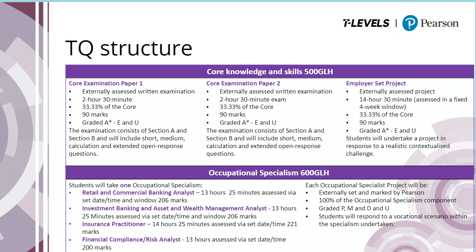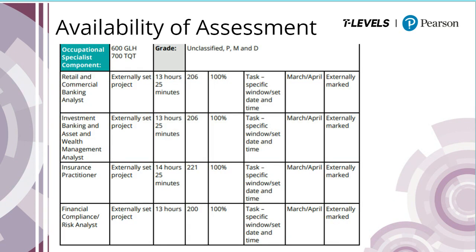Before we go any further, I just want to have a little look at assessment, because that does make a difference when we're thinking about when to plan, when to deliver the various components. As you can see there, each occupational specialism is assessed via an externally set project, and in previous events on getting to understand the specification, and future events on the assessment itself, we'll go into this in a lot more depth. But you'll see there that there are varying amounts of time for completion. It's done over a number of days, and there's a varying amount of marks awarded. Each project is externally set, externally marked, and will first be available in March-April 2024.